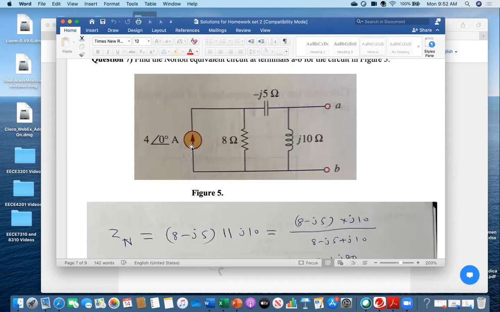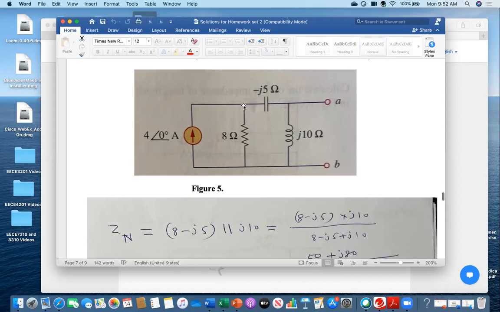So therefore, this is your total current. This current is going, something will flow through this one, and the remaining will go through this one. Ultimately, you have to find out how much current is flowing through J5. Then you are done. That's all. Just apply the current divider rule here.